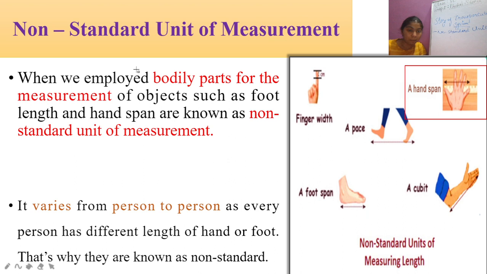Okay students, if we talk about the others, it varies from person to person, because some persons have a long hand, some have a small hand, and their fingers are also small, and some have very long fingers. So it depends upon the person's body structure, and their hand and foot, right? So that's why they are called non-standardized, because we don't have any standard for all the world, right? Every person has their own body, individual differences, so that's why they are called non-standardized units of measurement.